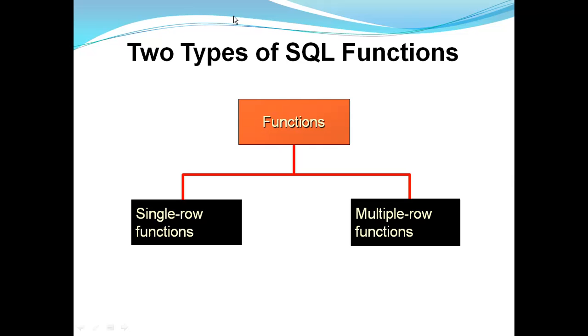Now what's the difference between a single row function and a multi-row function? Simple, the name specifies the difference. A single row function takes an input from a single row and returns a result for that single row. That means it returns the result for each respective row. If you have 10 rows in a table, the result will be 10 different results, one for each row. That's a single row function. A multi-row function takes an input from a group of rows and returns a single output. That's called a multi-row function.